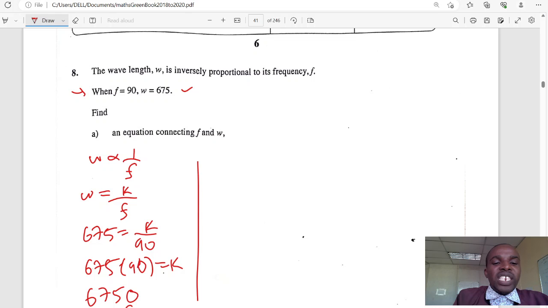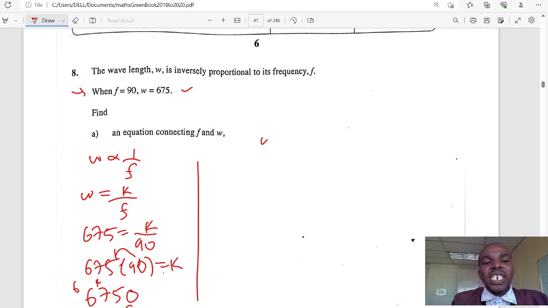You can take this 0 and put it on this side. It's the same as 6750 times 9. So there will be 0 here. 9 times 5 is 45, 5 carry 4. 9 times 7 is 63 plus 4 is 67, 7 carry 6. 9 times 6 is 54 plus 6 is 60. So it's 60750, and this will be the value of K.